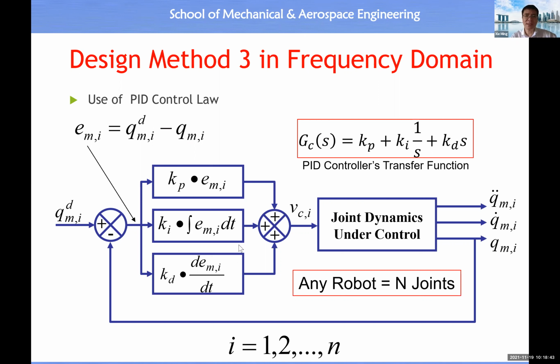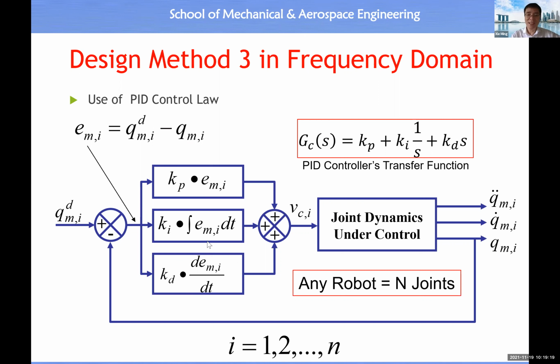The popular method is for you to add in a PID controller, okay? Then in frequency domain, what is a PID controller? Basically, you add in this transfer function, which consists of three terms. First term is proportional to error. You see, this is error. Second term is proportional to integration. The Laplace transform of integration is equal to 1 over s. Third term is proportional to derivatives. The Laplace transform of a derivative is equal to s. Okay, so this is in frequency domain.